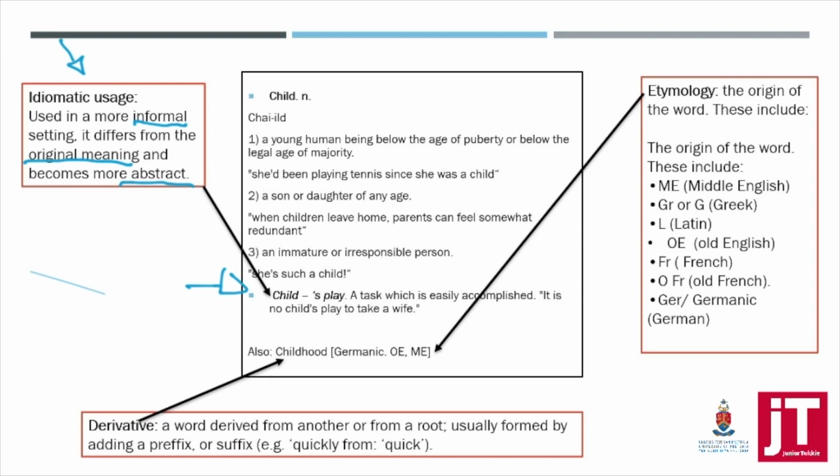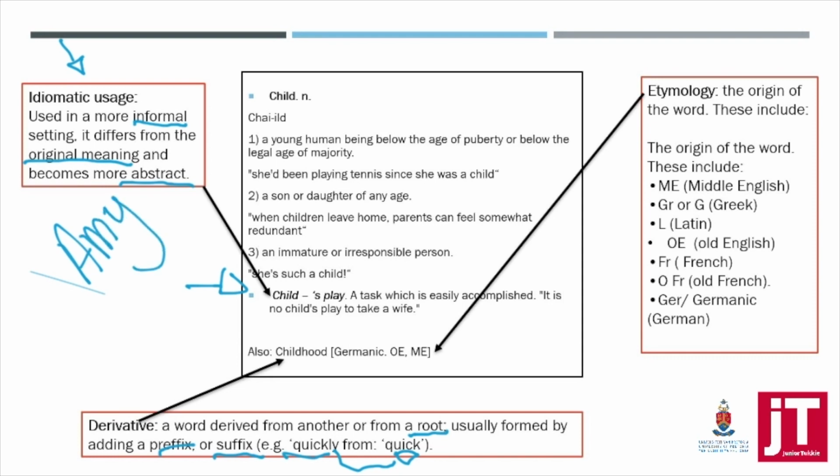Okay, then derivative. Okay, so a word derived from another word or from a root. Okay, usually formed by adding a prefix or suffix. We're going to get into prefixes and suffixes in the next video. Okay, so for example, the word quickly is derived from the word quick. Okay, and so quick is the root word, and then we can sort of add different parts to this word to make new words, but it's still derived from that root. So for example, my name is Amy.